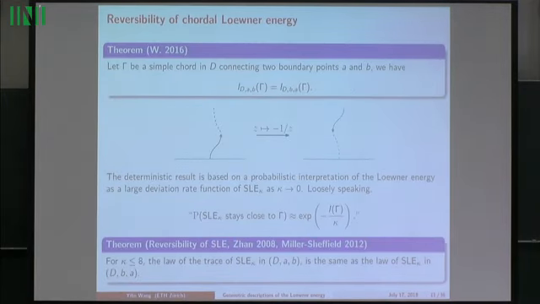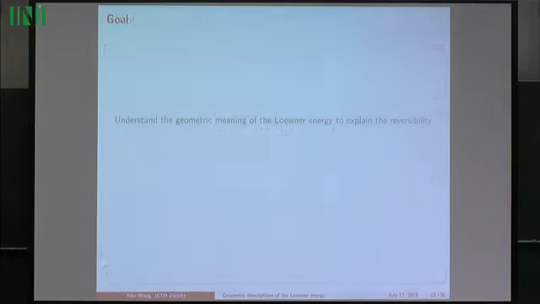So that's very curious. For such a simple identity, there should be a deterministic proof, as Van Song says. That is the main goal of today: to understand the geometric meaning of the Loewner energy, to explain this reversibility of the energy. But before that, in fact, the Loewner energy has even more symmetries than the reversibility in the chordal case.